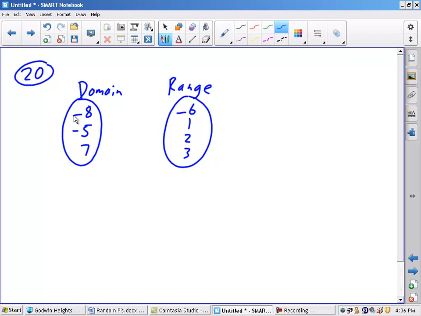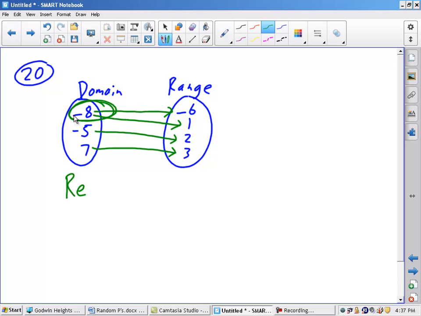Now I need to make sure I labeled domain and range. I need to make sure that I go from my negative 8 to my negative 6, that those are paired together. And remember this, negative 8 is also paired with 1, and negative 5 goes with 2, and 7 goes with 3. This right here, folks, is the issue. I have more than one arrow going out of any one domain value, so this relation is not a function.